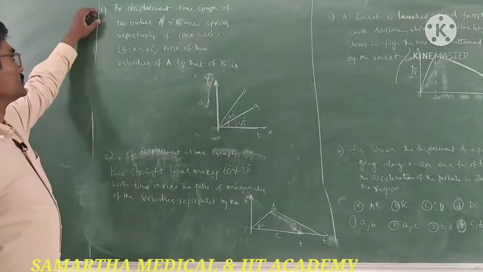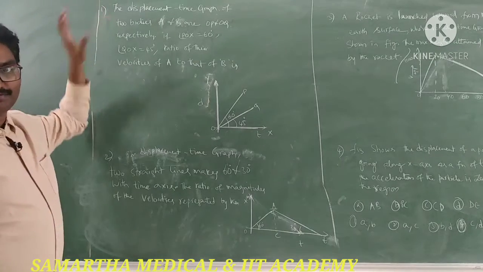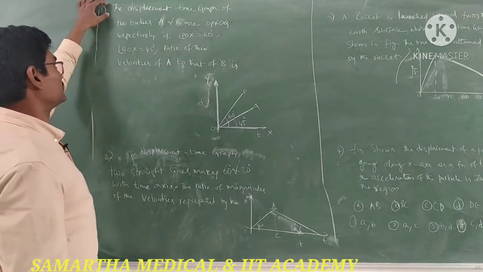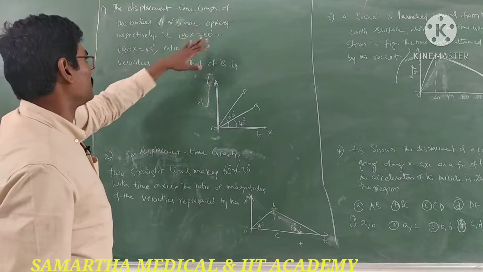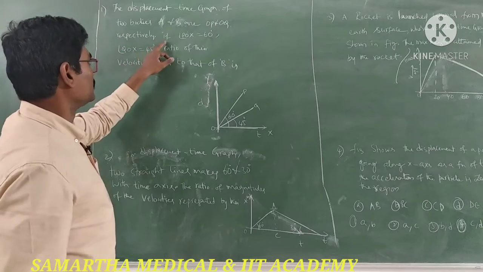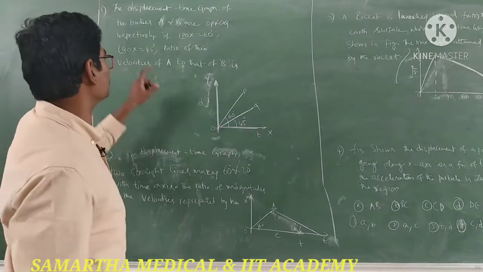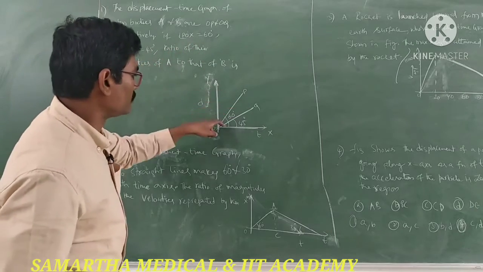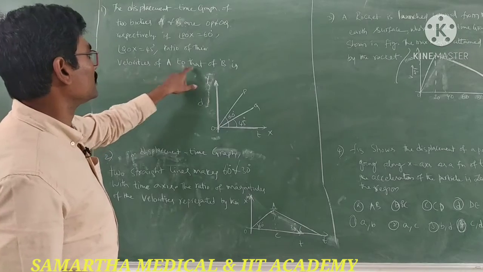So now we are going to discuss some problems on graphs, right? See here, the first one: the displacement time graph of two bodies A and B are OP and OQ respectively. Angle POX is given as 60 degrees and angle QOX is given as 45 degrees. Find the ratio of their velocities, A to that of B.